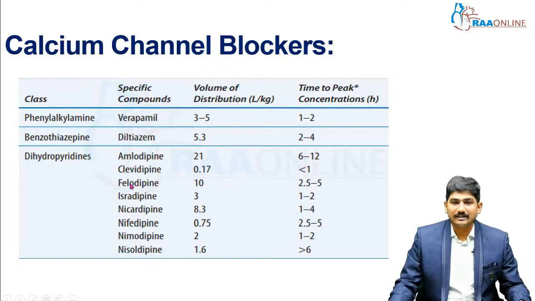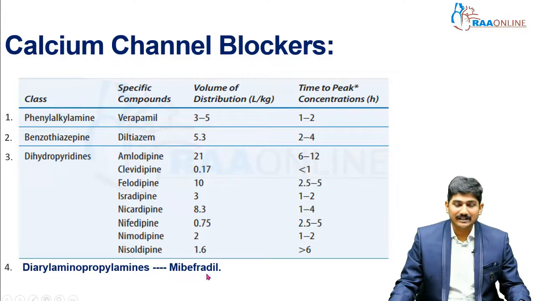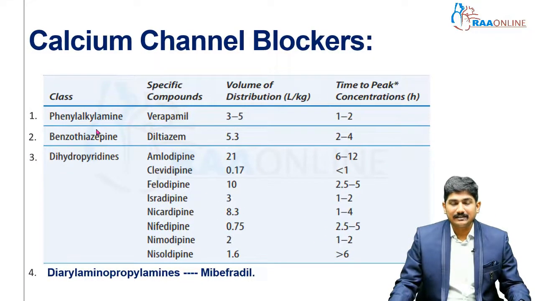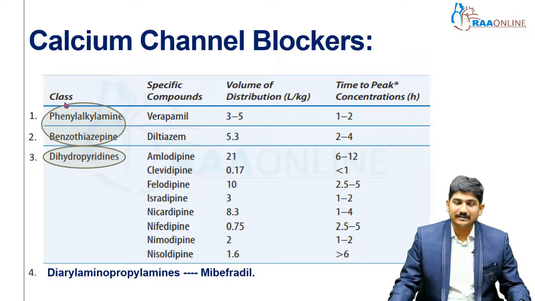Now coming to calcium channel blockers. They belong to 4 groups: 1. Phenylalkylamines, 2. Benzothiazepines, 3. Dihydropyridines. There was a 4th group, diaryl aminopropylamines, in which mibefradil was a drug, but it had severe toxicity and was taken off the market. It is no more for clinical use. Though we have 3 groups, we can divide the CCBs in total as dihydropyridines and non-dihydropyridines.